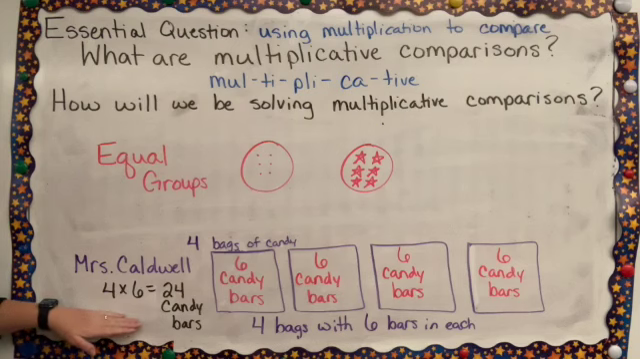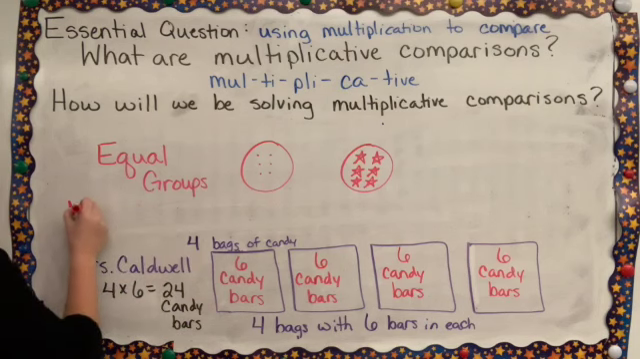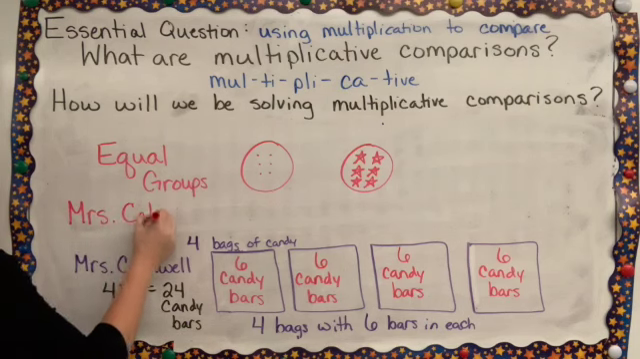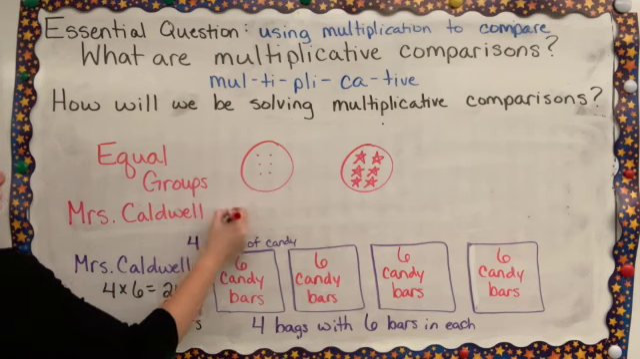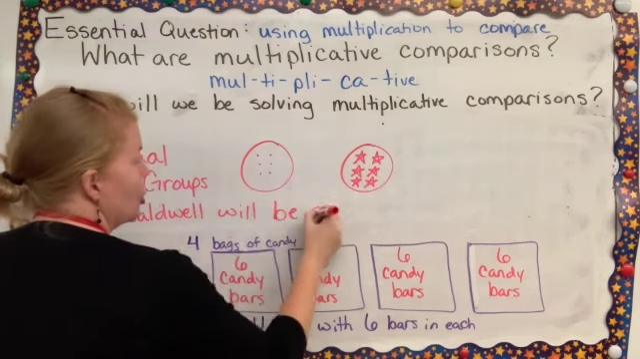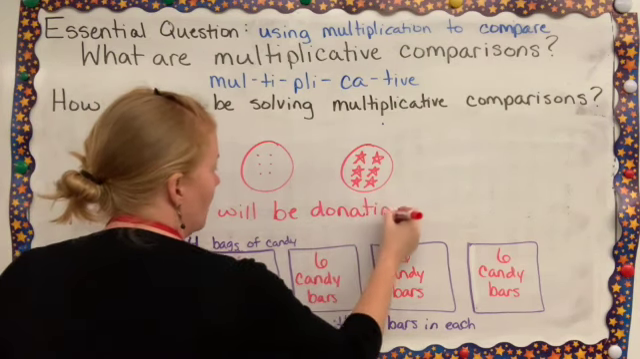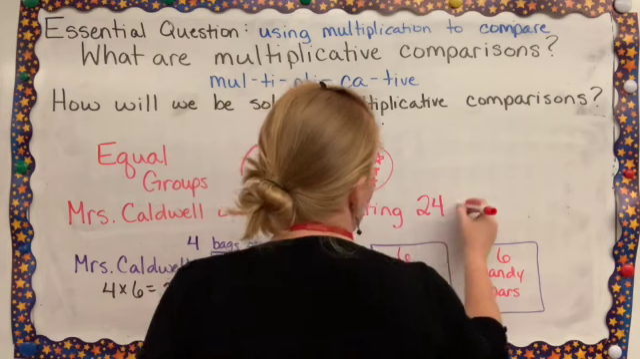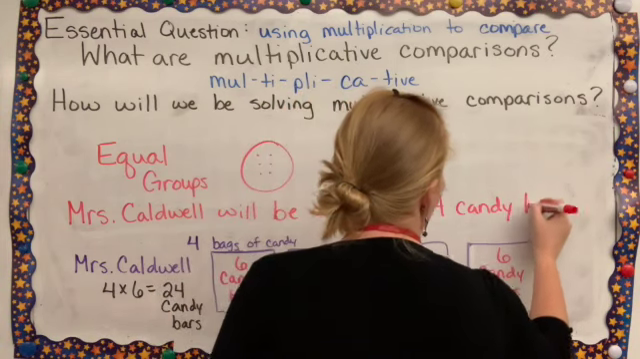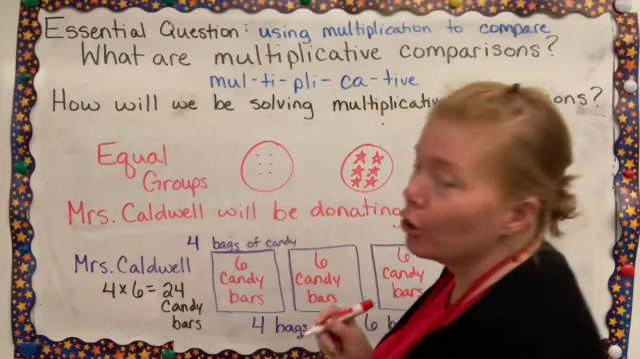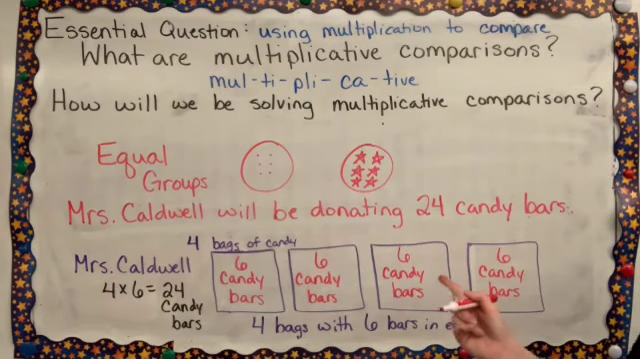Now, if I wanted to give myself a sentence that goes with this, my final answer would be Miss Caldwell will be donating 24 candy bars, because I have to have my labels. Your labels are going to be very important, one, for you to understand the word problem, but also two, for us to make sure that you know what you are talking about. So you've got equal groups and you have bar models. There's still one more way that we are going to be solving equations.